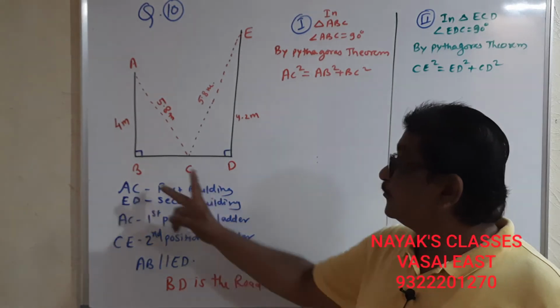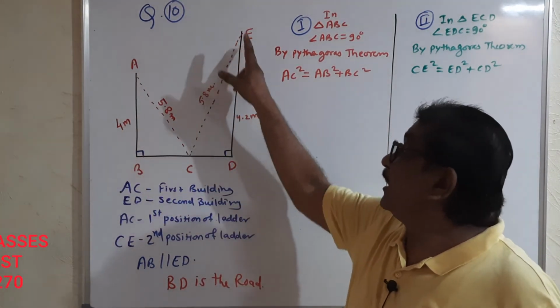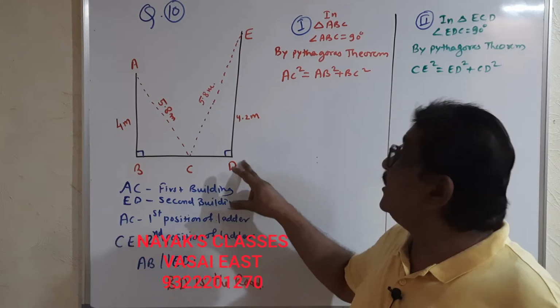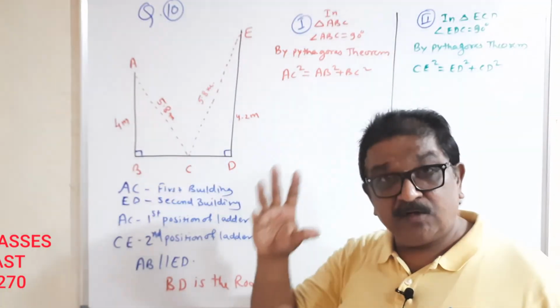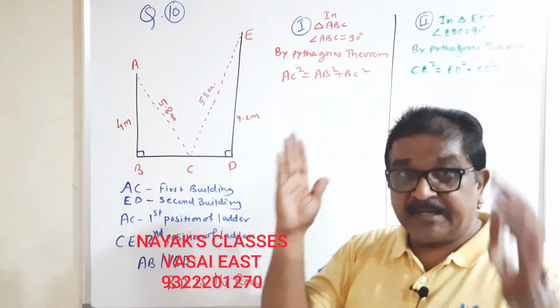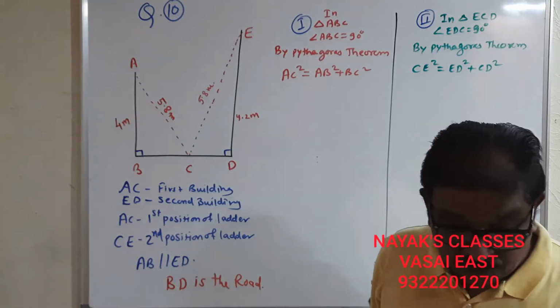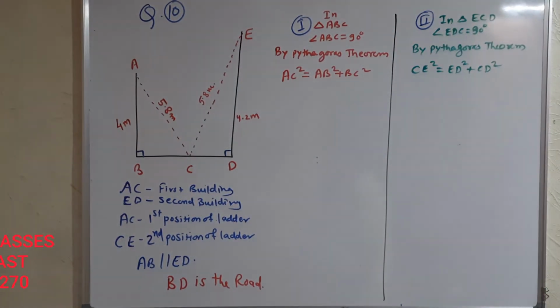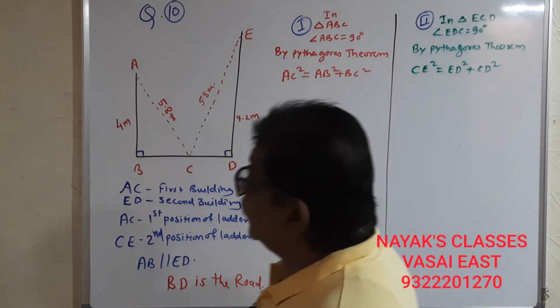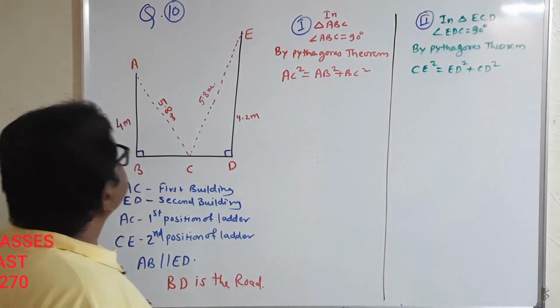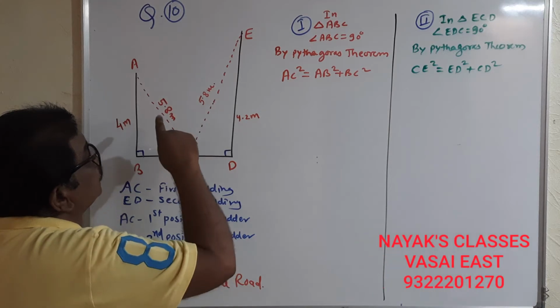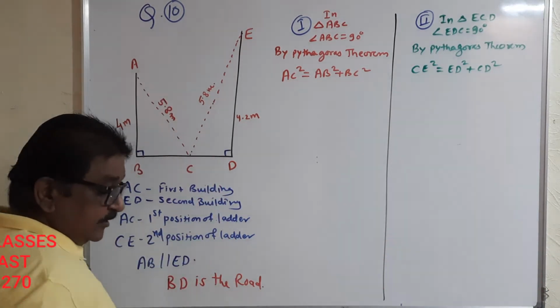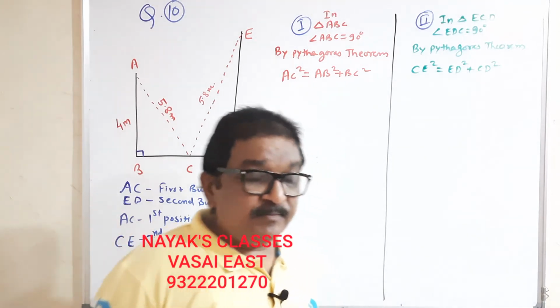BD is the road, AB and ED are two buildings standing in front of each other, and they are parallel to each other. Now, one ladder is there, whose length is 5.8 meter.